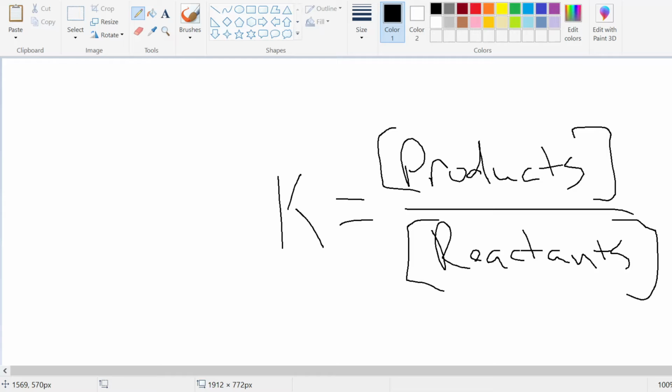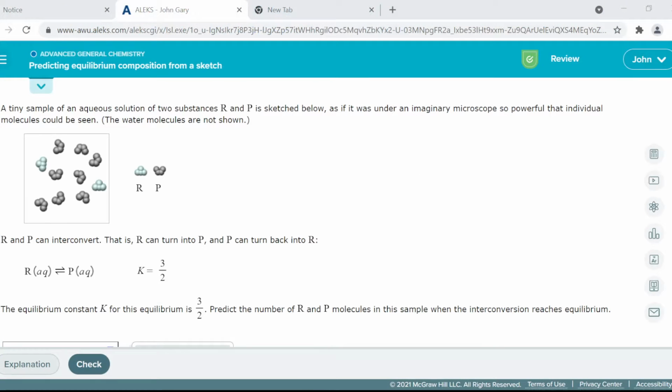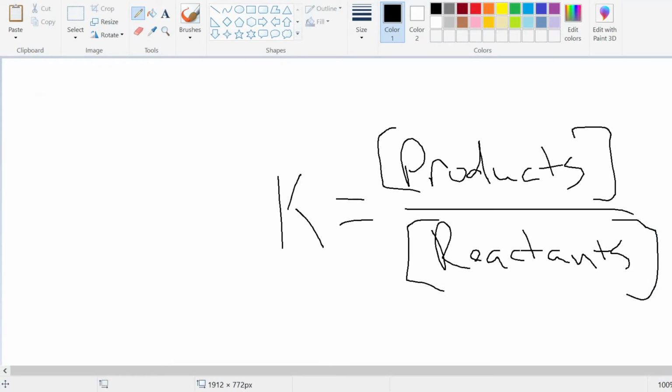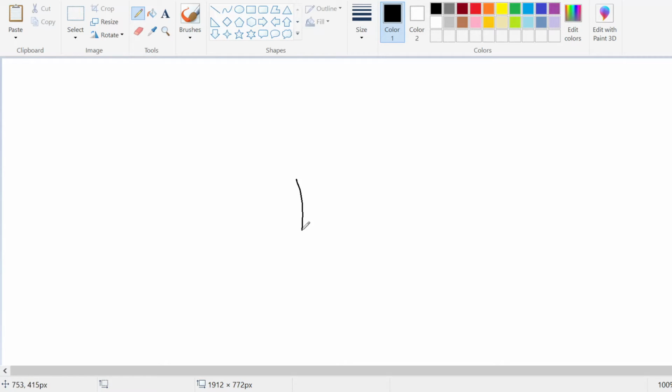This problem is a little simpler. It doesn't do concentrations. It just does the molecules. But the principle is still the same. So the K for this equation is 3 over 2. Let me write that in. K equals 3 over 2.